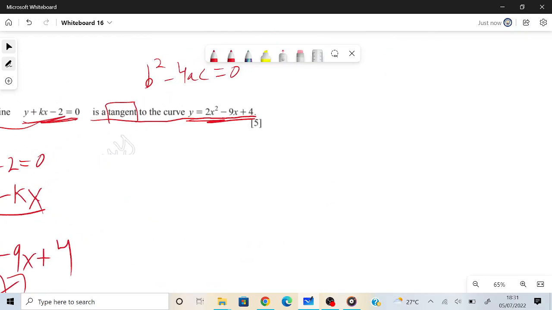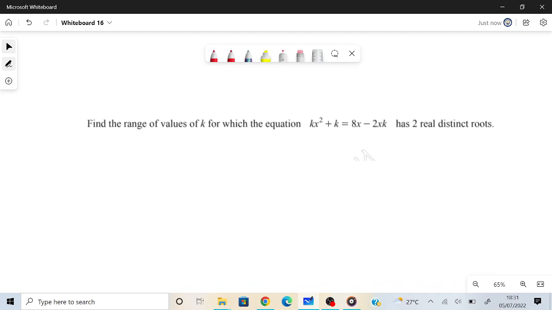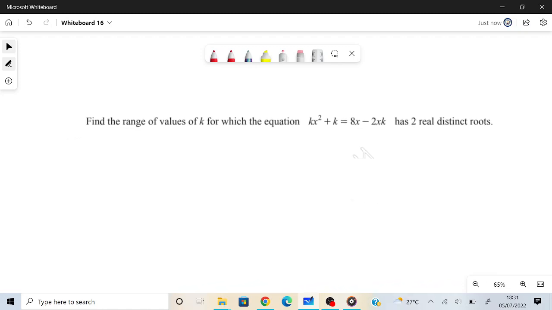And on to the final example for this video. It says, find the range of values of k for which the equation kx squared plus x is equal to 8x minus 2xk has two real distinct roots. If it's two real distinct roots, our foundation rule as stated earlier means that simply b squared minus 4ac is greater than 0, two real different roots basically.